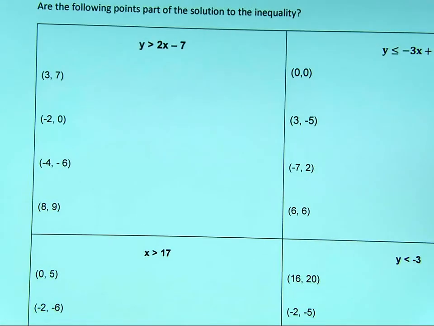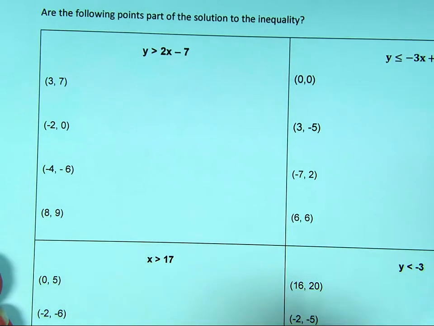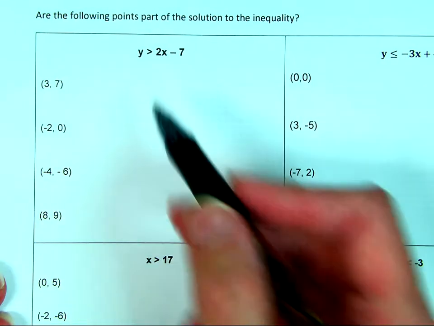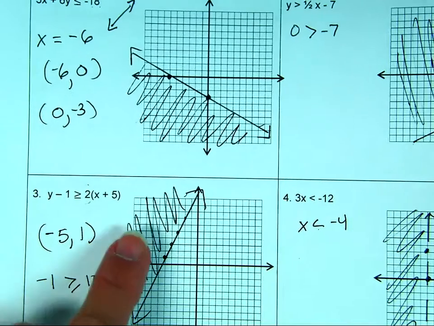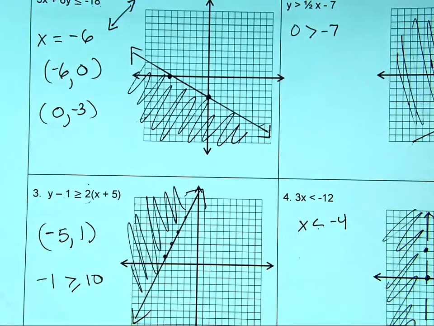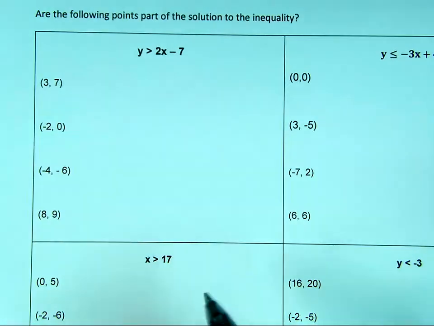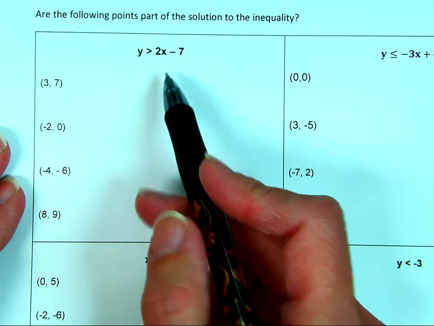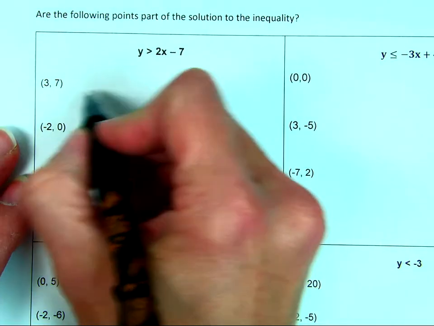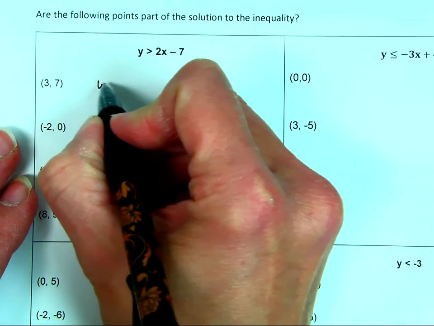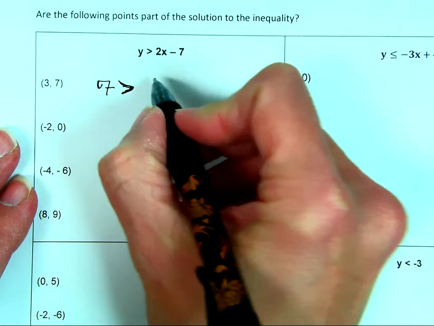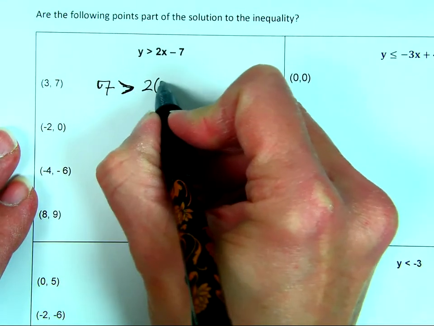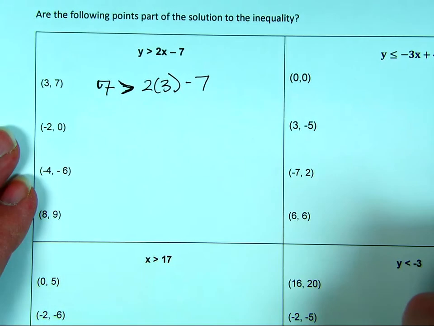And now we're going to talk about testing points. So is 3, 7 in the solution set? You can see we have a solution set, a whole infinite number of points that go on forever that way. So what we're seeing is, is 3, 7 in the solution set? To do that, we just plug in 7 for y and 3 for x. And then we determine if it's true or not.